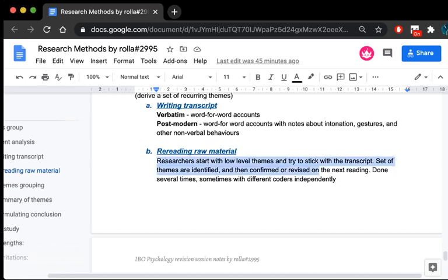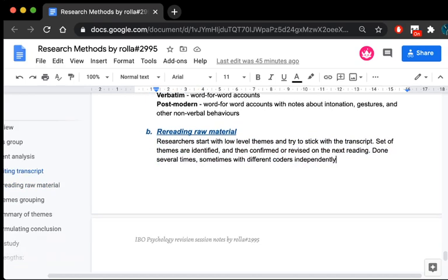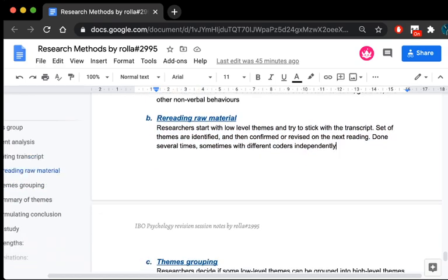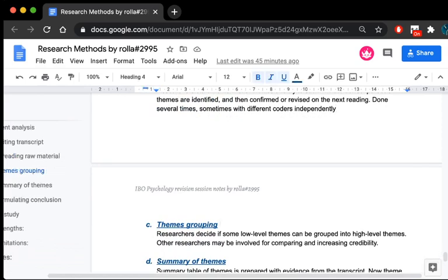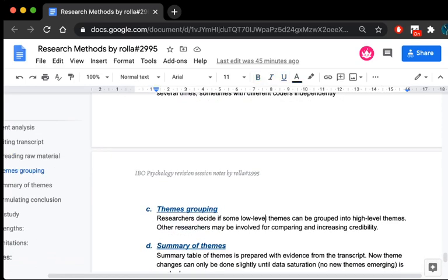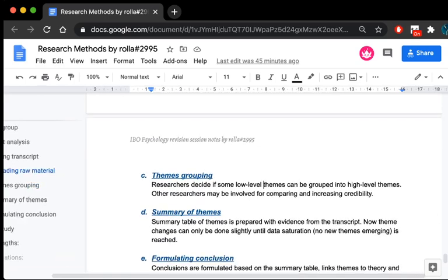Next we have reading the raw material. Researchers start rereading it and start to identify some themes that they can find in the text, and they try to revise it several times with different researchers, so they can derive several themes and have different perspectives on it. After deriving several of these low-level themes, they start grouping them into big themes, the general big ideas of them.